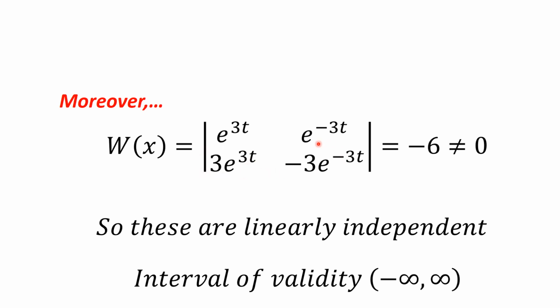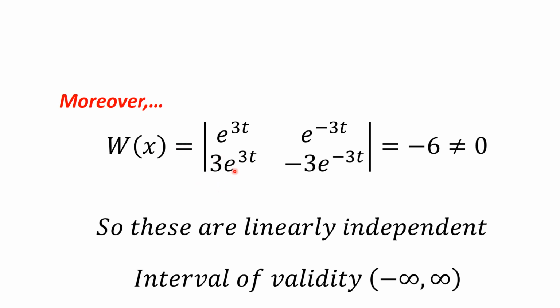And similarly, when I take the first derivative of this one, it is going to be e to the minus 3t times a negative 3, again because of the chain rule. So you see now I've got the matrix inside the Wronskian. And now I'm going to compute the Wronskian. The Wronskian is going to be the determinant of this.